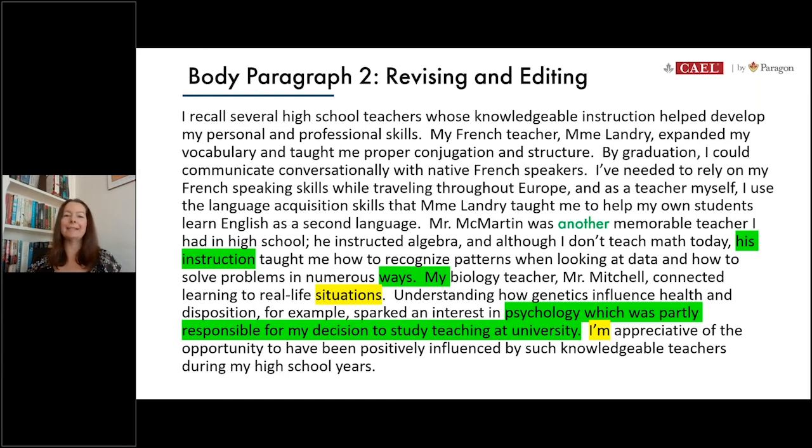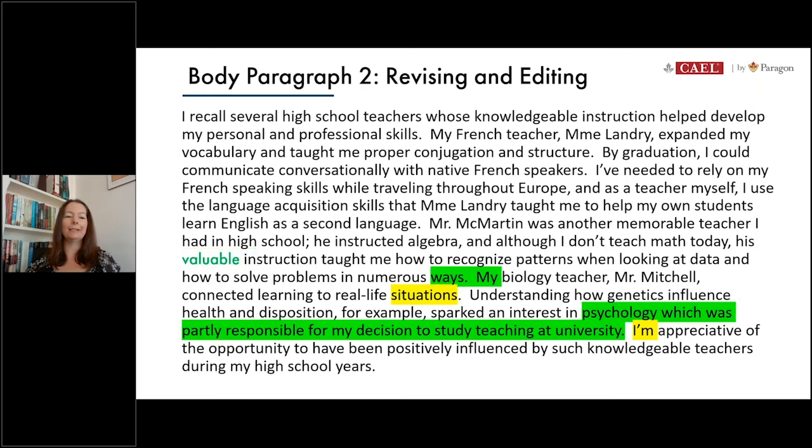So it just enhances, it strengthens the connections to do that. So that's an improvement, I think. All right, I'll move down to that next line where I have his instruction taught me. Now remember, this entire essay is all about the strengths of my high school. So I'm going to add in one word there. I'm going to say his valuable instruction. So I'm connecting this notion back to the thesis statement, which again is reminding the reader that these are strengths. So I'll leave that word in. It makes a big difference overall.